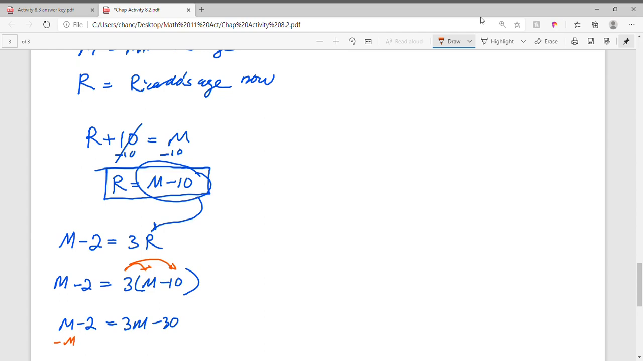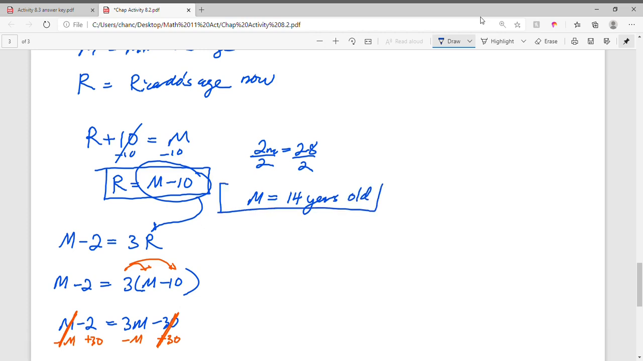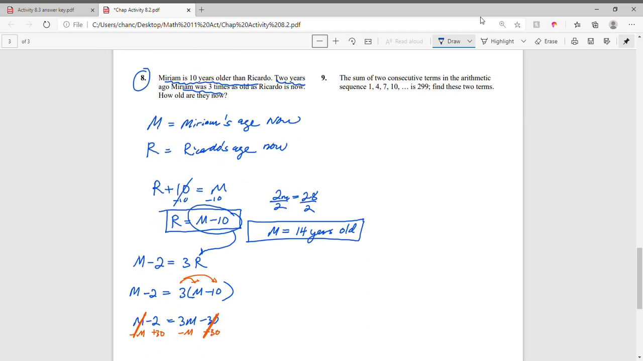Let's subtract M from both sides, and we'll also add 30 to both sides. This simplifies to 2M equals 28. Let's divide both sides by 2. So Miriam's age is equal to 14 years. She is 14 years old. Now we can solve for Ricardo's age. Ricardo's age is 10 years younger than Miriam's age, so I know Ricardo is going to be 14 minus 10, so he is only 4 years old.